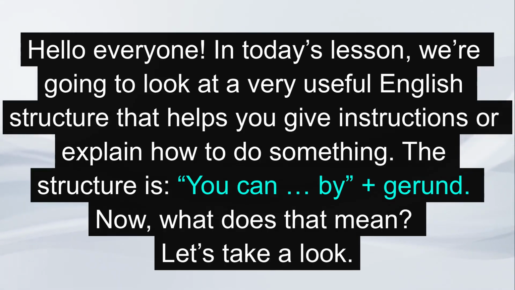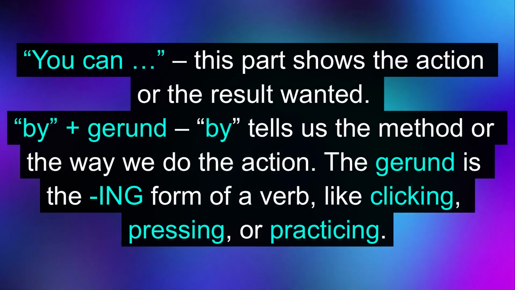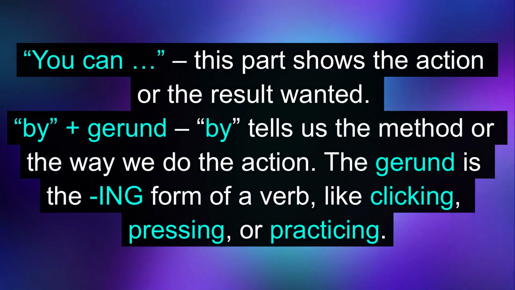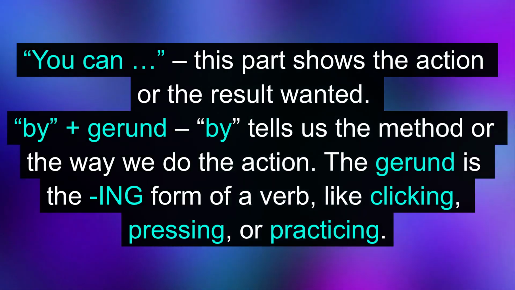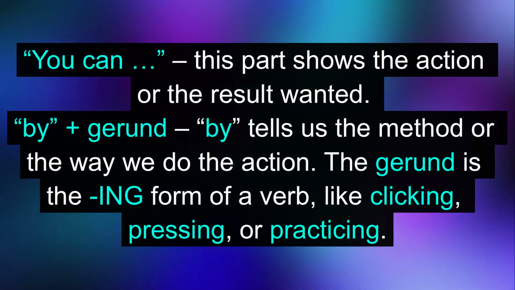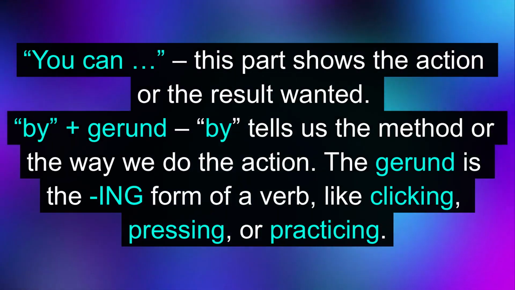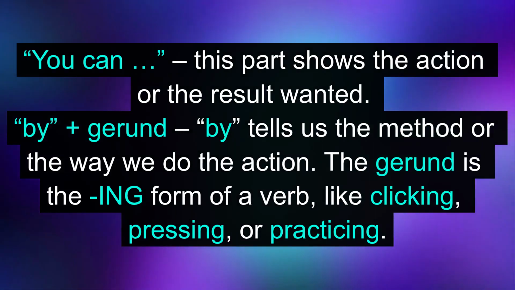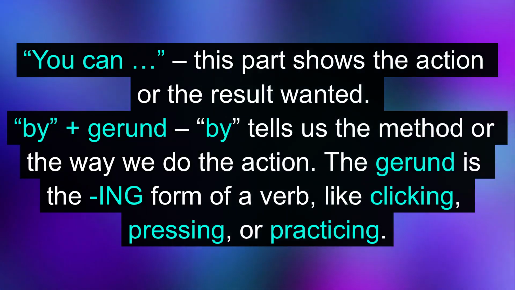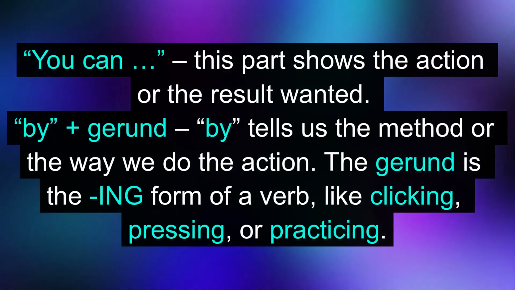Now, what does that mean? Let's take a look. You can: this part shows the action or the result wanted. By plus gerund: by tells us the method or the way we do the action. The gerund is the ing form of a verb, like clicking, pressing, or practicing.